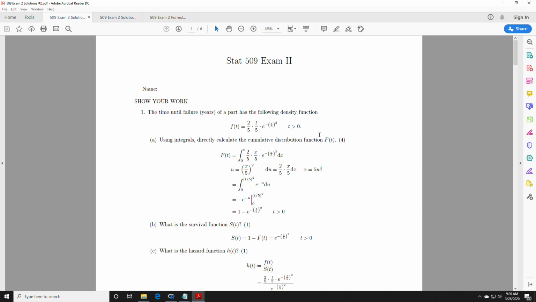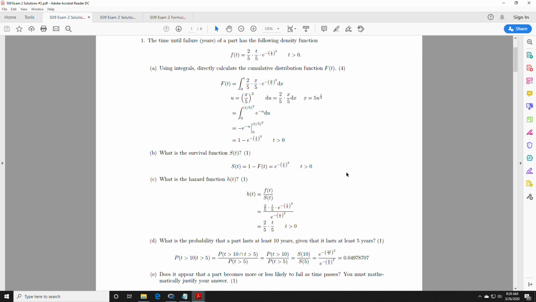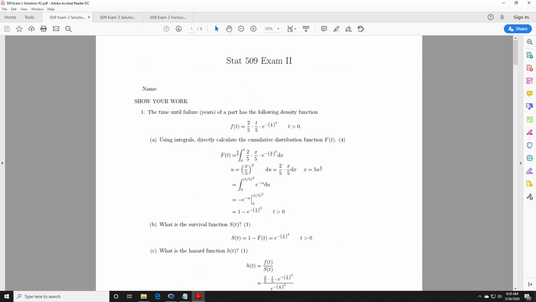So for this problem, it looks like another Weibull distribution. Calculating the CDF, again, you should hopefully understand what the CDF is. You don't want to spend your time looking certain things up. Hopefully you just know it by now. So integrate from the lower bound to T, I'm calling it, of the PDF.